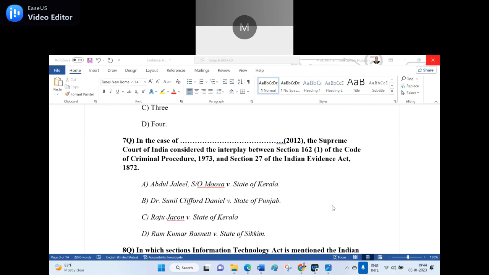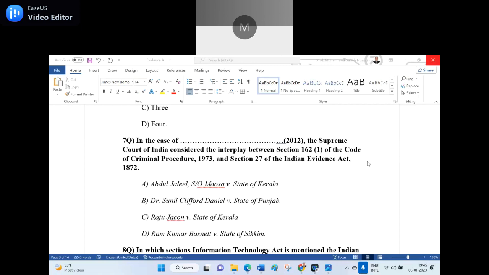A is the right answer, sir. Read full. I said read the full case law. Abdul Jalil, son of Musa versus State of Kerala. Wrong.